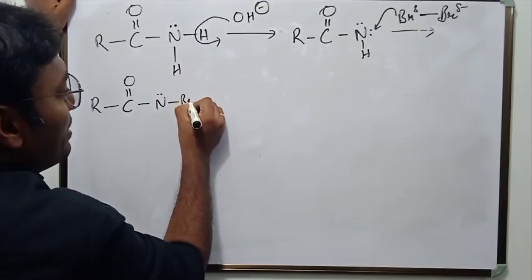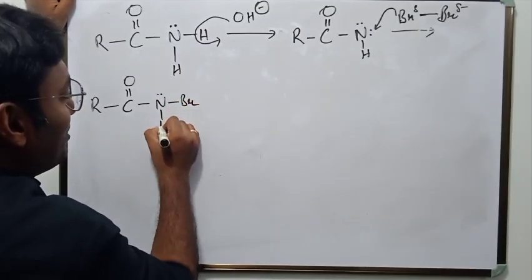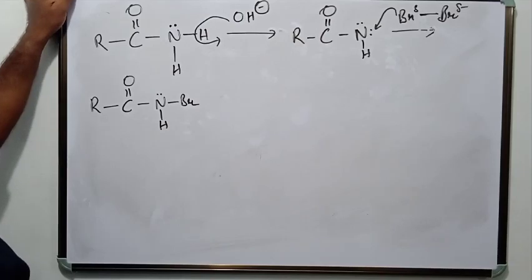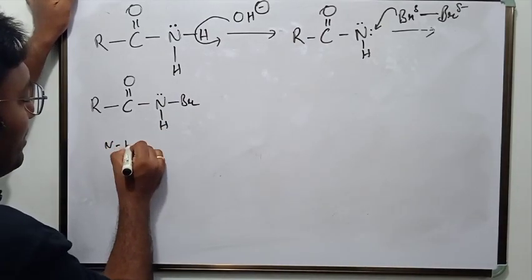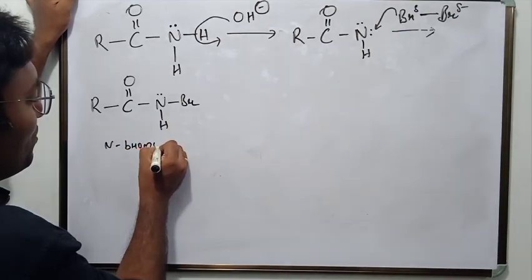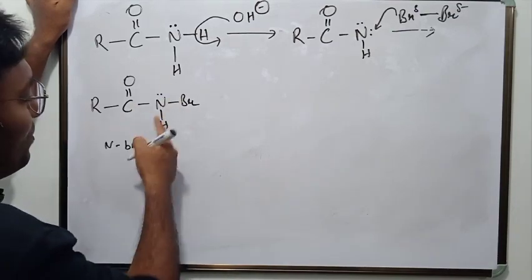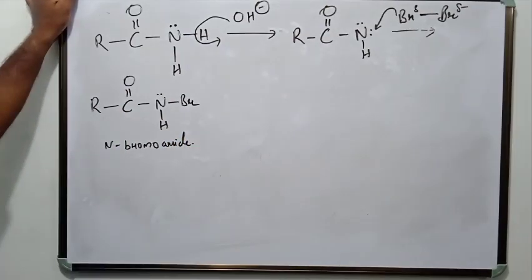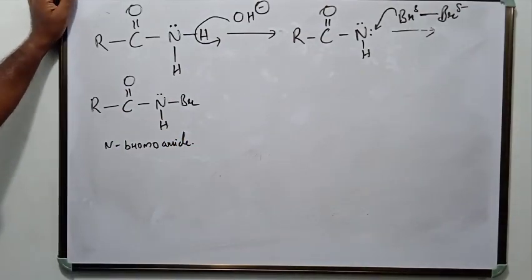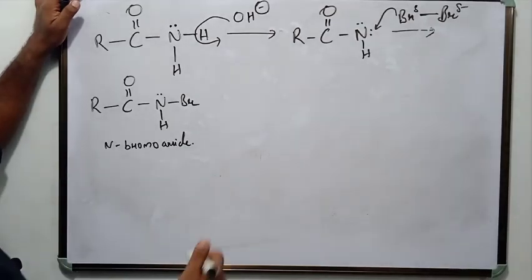The bond pair has been occupied, and you get it like this. So this is your first product, the N-bromo amide or acid amide. So the first step is completed. Now let us go for the second step.